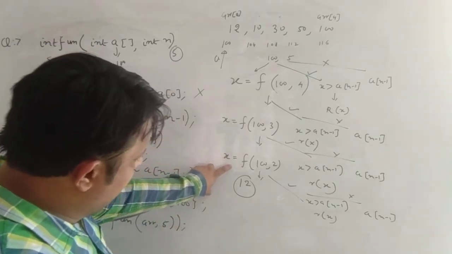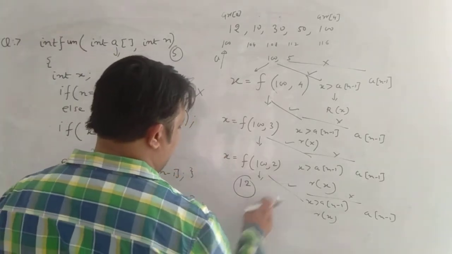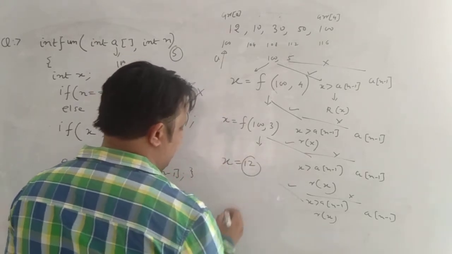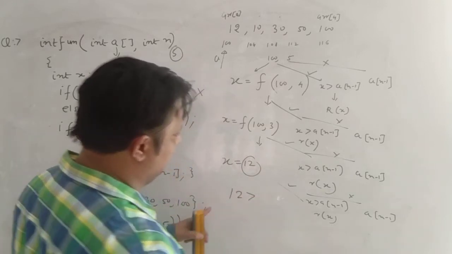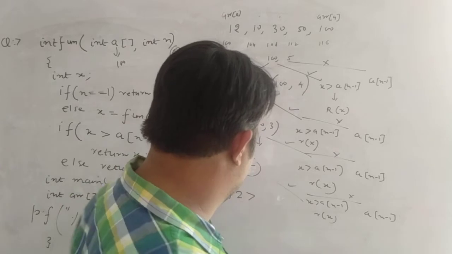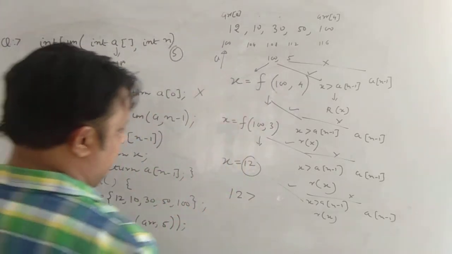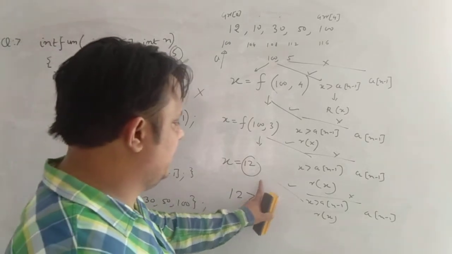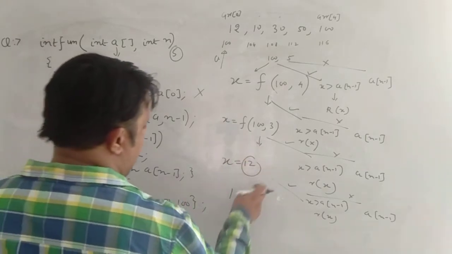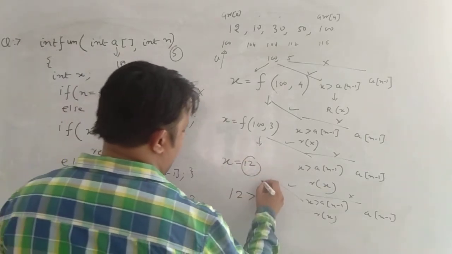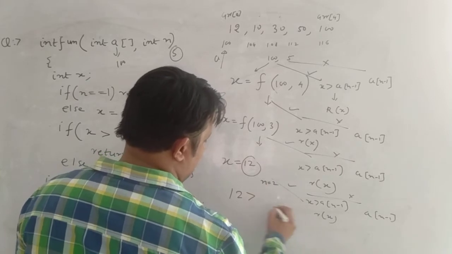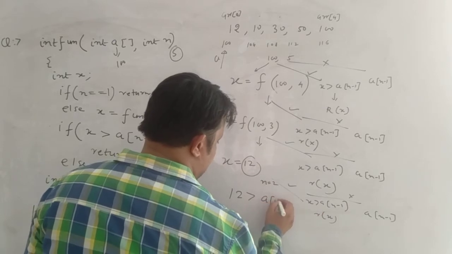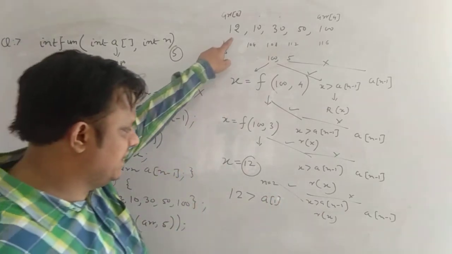Now when x becomes 12, you will check whether this 12 is greater than a n minus 1. N minus 1 means what? What is the value of n here? It was 3, 2. So the value of n is 2 here. So is 12 greater than a n minus 1? The value of n is 2, so check whether 12 is greater than a1. Yes, 12 is greater than a1.